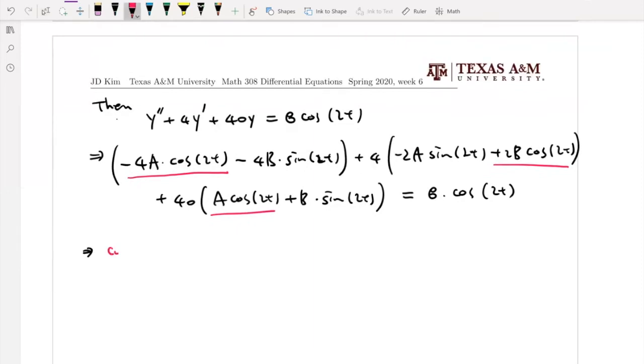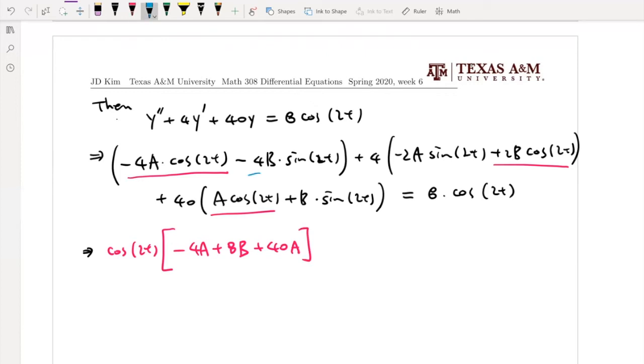Okay, let me write cosine 2t first. Then we need a big parenthesis. From the first one is negative 4a. The second one is plus 8b and plus 40a. That's it, right?